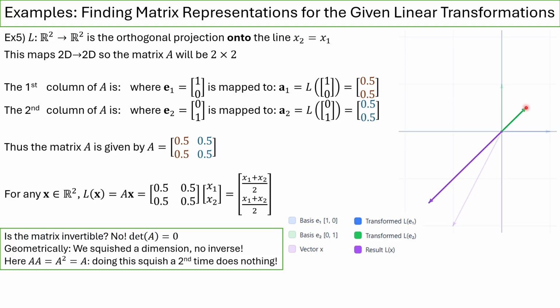And so another fun thing is that if you project a vector that's already on the line, it stays there, right? So this means applying the matrix twice is the same as applying it once. So A squared equals A, and you could check that. If you do A times A, you get itself.